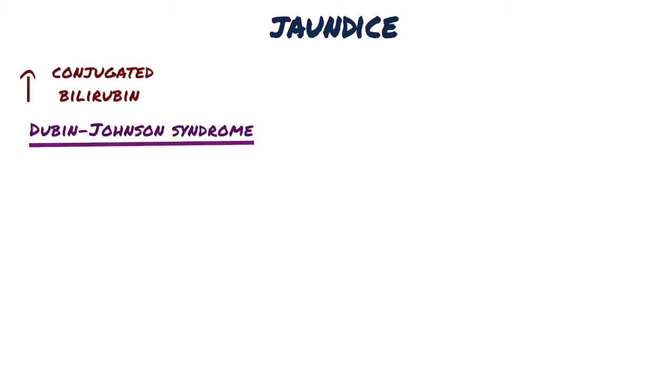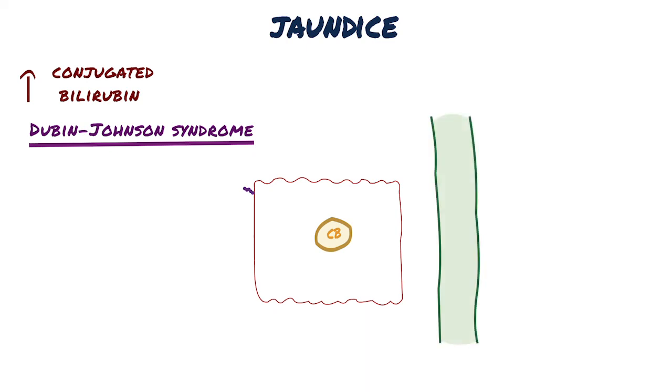Dubin-Johnson syndrome is an autosomal recessive disorder where there's a deficiency in the protein that helps move conjugated bilirubin from the liver cell to the bile ducts, called MRP2. So conjugated bilirubin builds up in the hepatocyte.